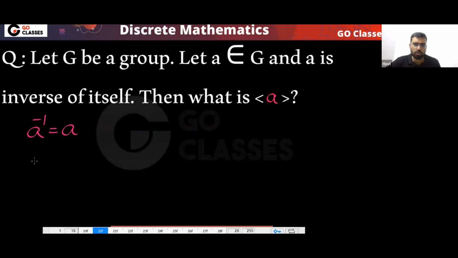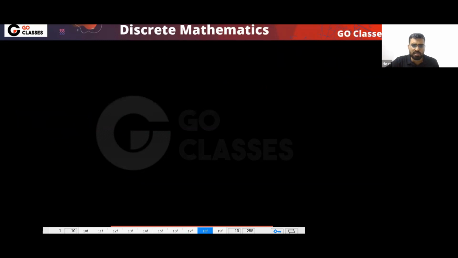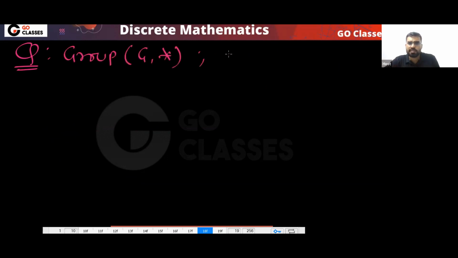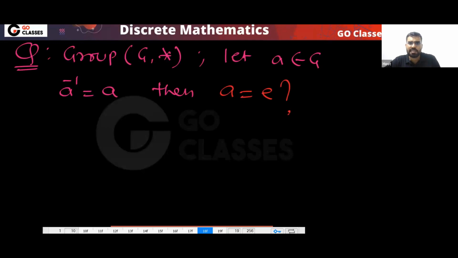Okay, then what is the subgroup generated by A? It is given that A is the inverse of itself. Does it mean A is the identity element? This is my question. If you have a group, and let's assume you have A belonging to G such that A inverse is equal to A, does it mean A is the identity element? Can I say that? It need not be the identity element. The answer is no.